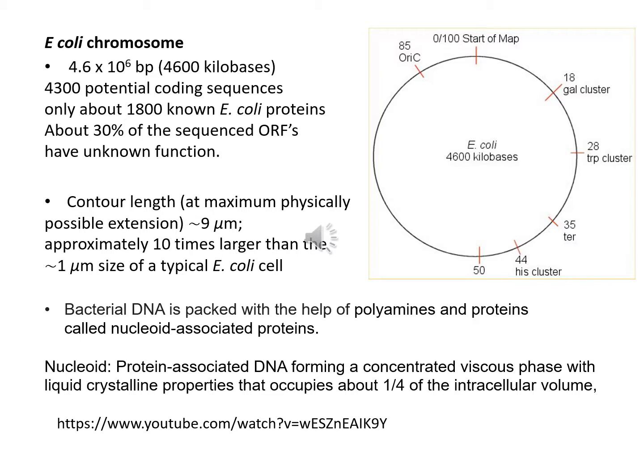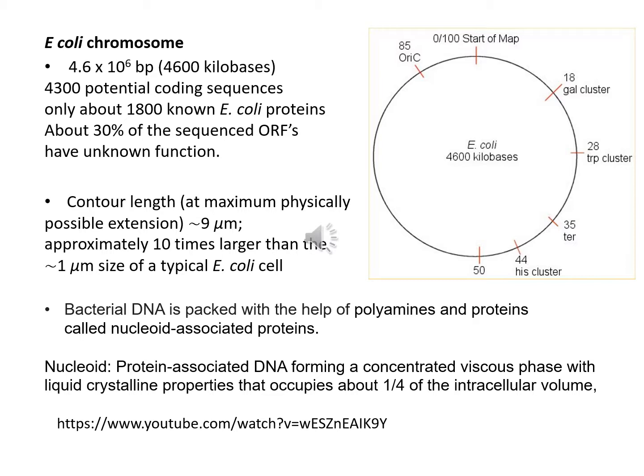If you stretch the E. coli chromosome to its maximum possible extension, it would be around 9 micrometers. But you know, the E. coli bacterium cell is around 1 micrometer. So how is this huge DNA molecule fit into the small bacterium? This phenomenon is called DNA packing.